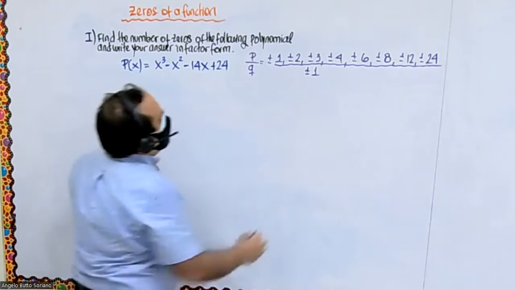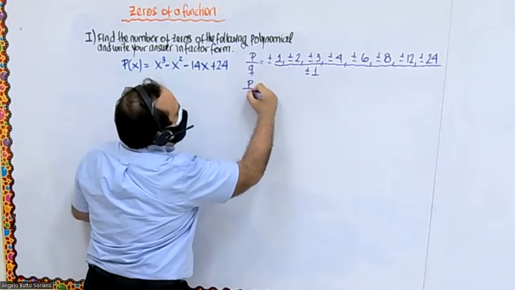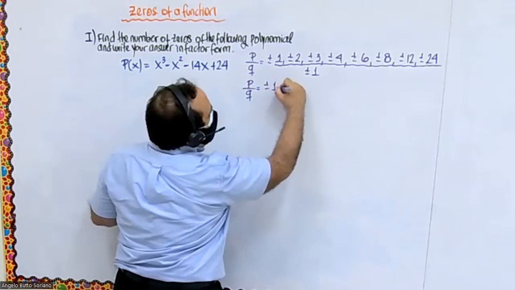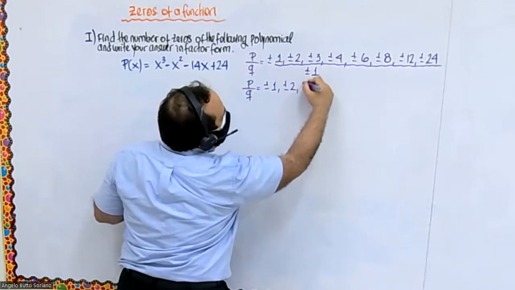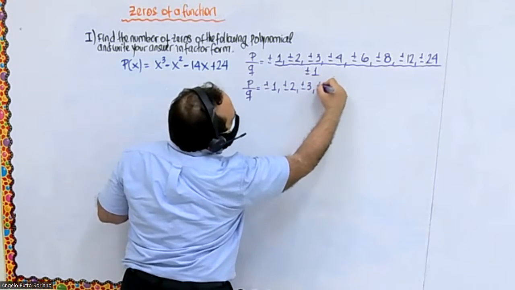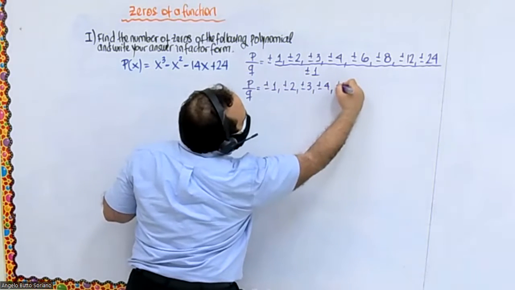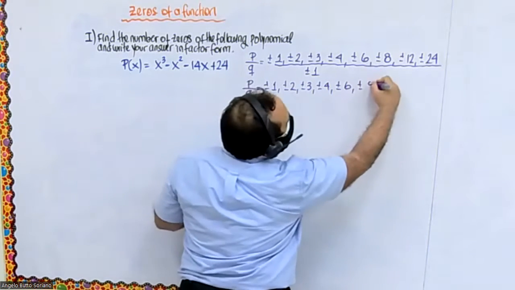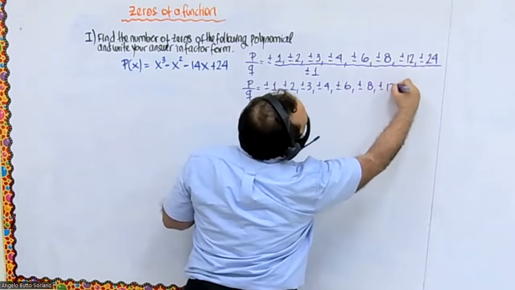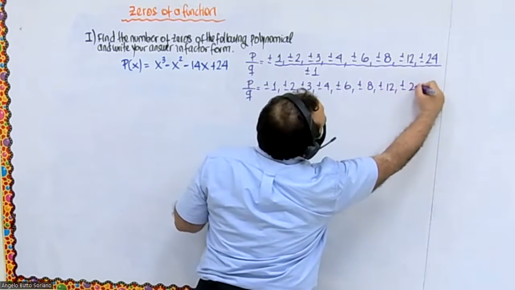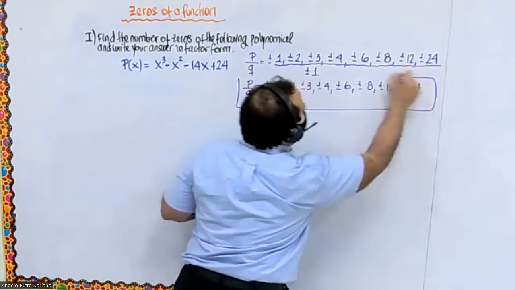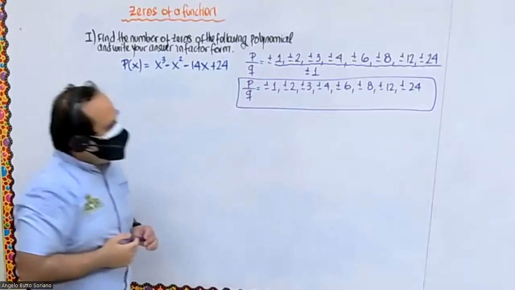For that reason, the answer between the factors p versus the factors q will be 1, 2, 3, 4, 6, 8, 12, and 24, because all of them divided by 1 will be the same.